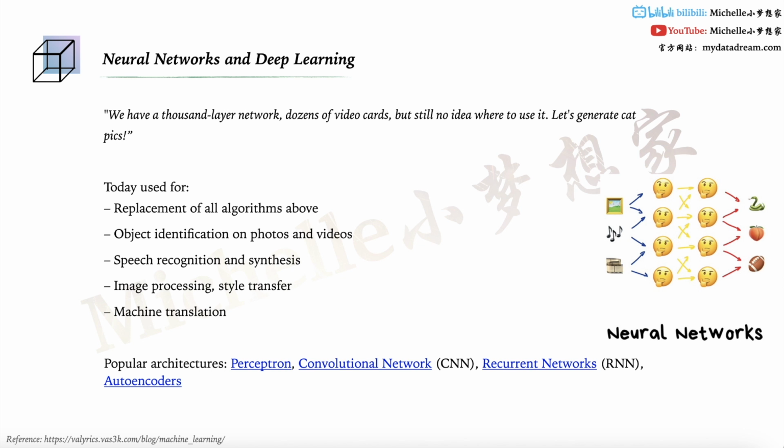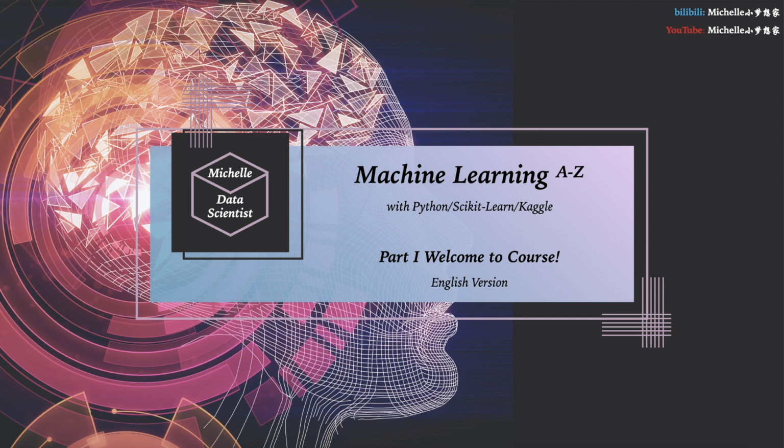The last part, but not the least, is neural networks and deep learning. It is also the most difficult part for most people to understand and master. Neural networks are often used to replace the algorithms we mentioned above, and in areas like speech recognition, image processing, and machine translation, etc. The popular architectures are the perceptron, CNN, RNN, etc. So the above is what we will explain to you about machine learning and the general framework.